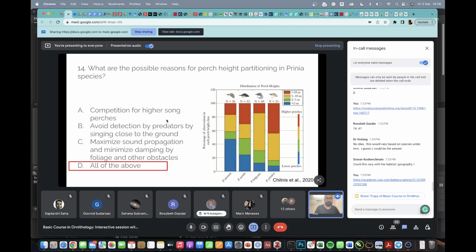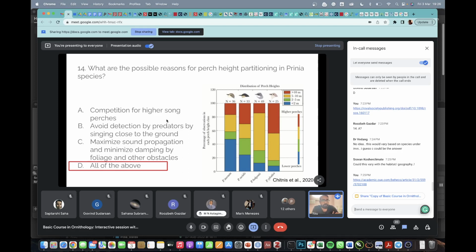So first of all, competition for higher song perches is basically some of these birds, the ones sitting on the higher perch, are usually larger birds. So they could basically bully the other birds to sit on a lower perch. That is one possible reason. That's what they have said.